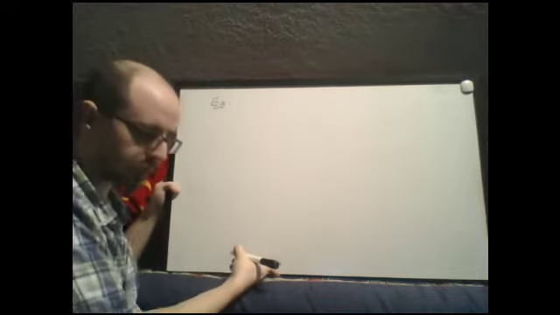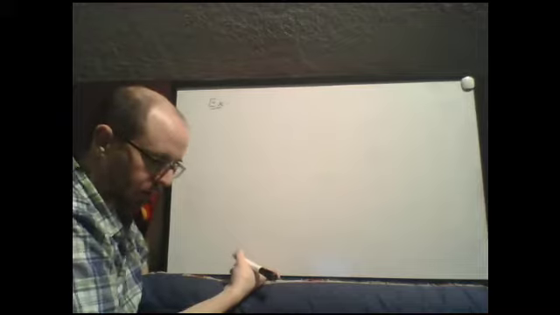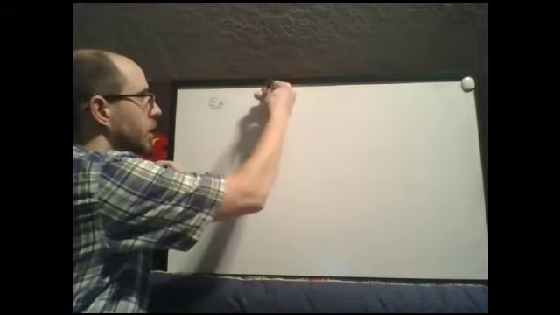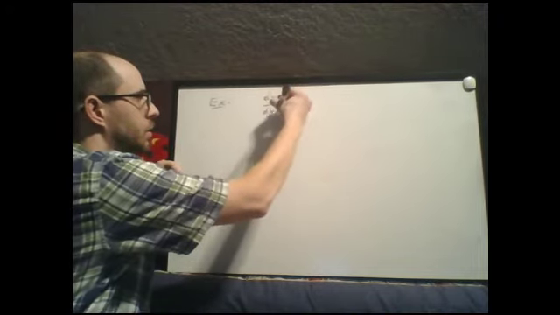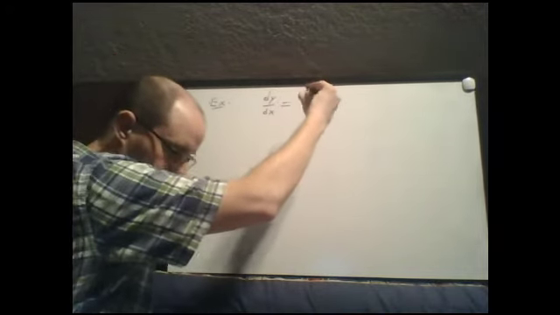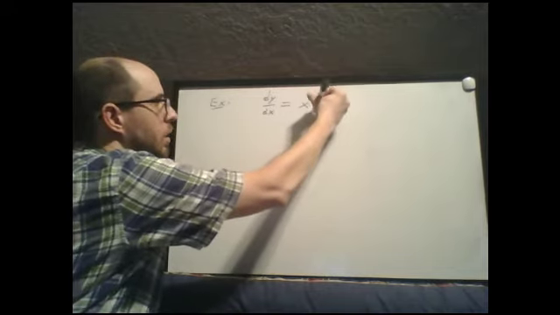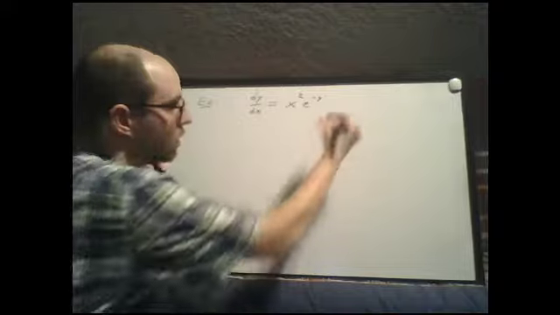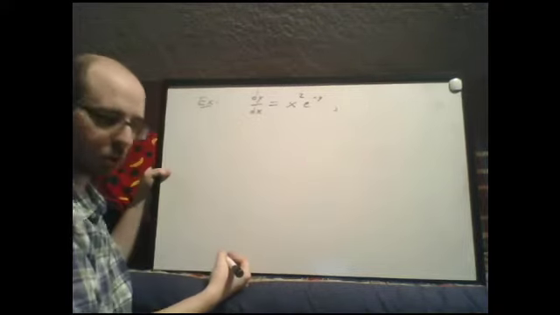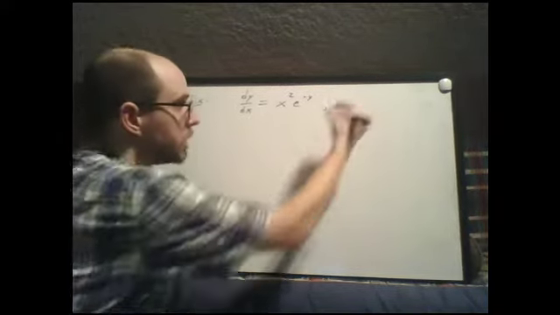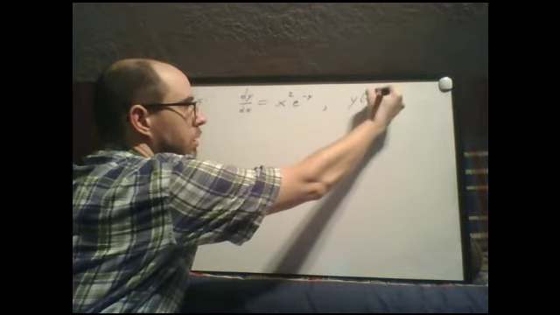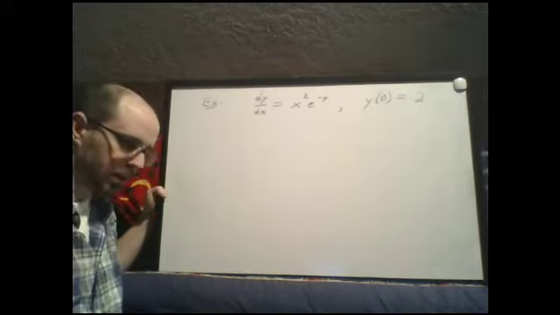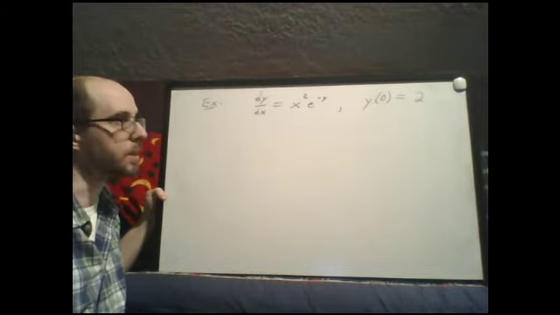We'll do an initial value problem for this one. Suppose I have the equation dy over dx equals x squared e to the minus y. So there's my differential equation. Then I have the initial condition y of 0 equals 2. Let's solve this initial value problem.